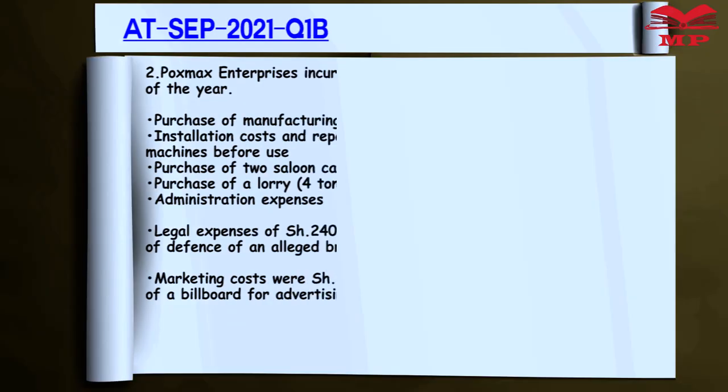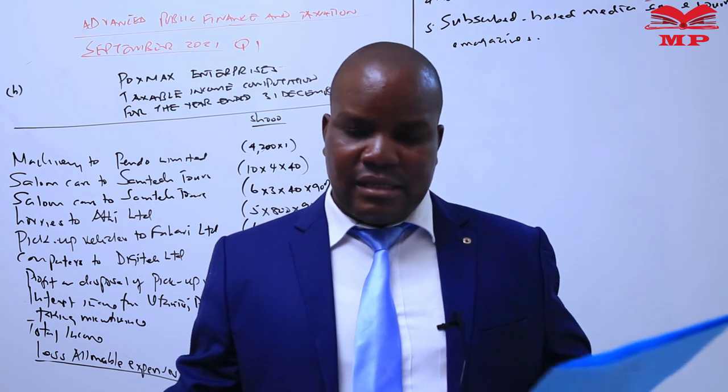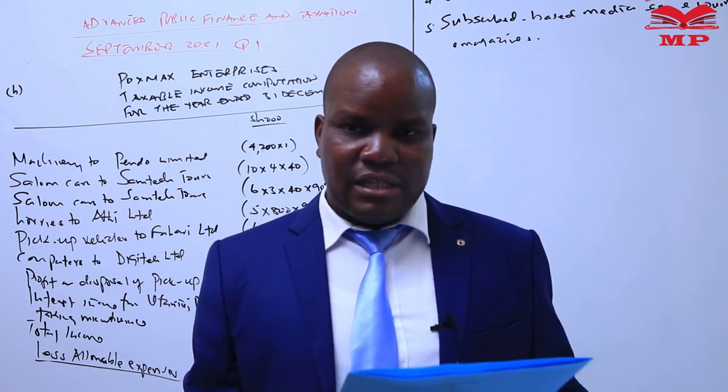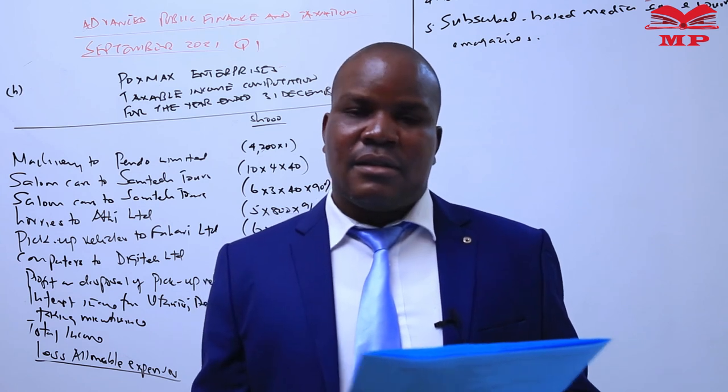Two, installation costs and repairs of the manufacturing machine before use. Now, for tax purposes, installation costs and any other incidental costs incurred on a machinery or an asset before the asset is put into use is capitalized.